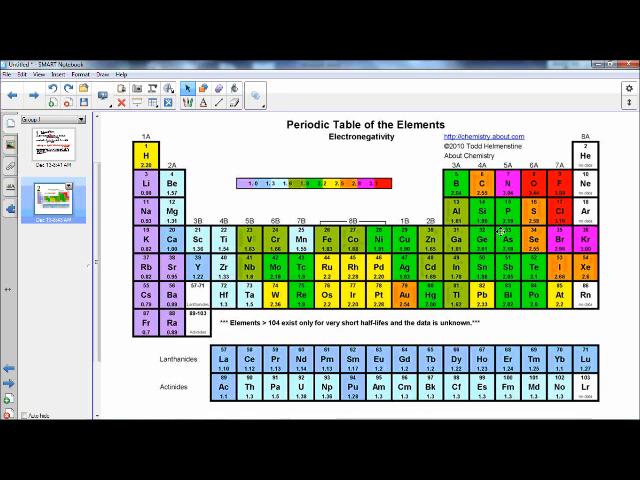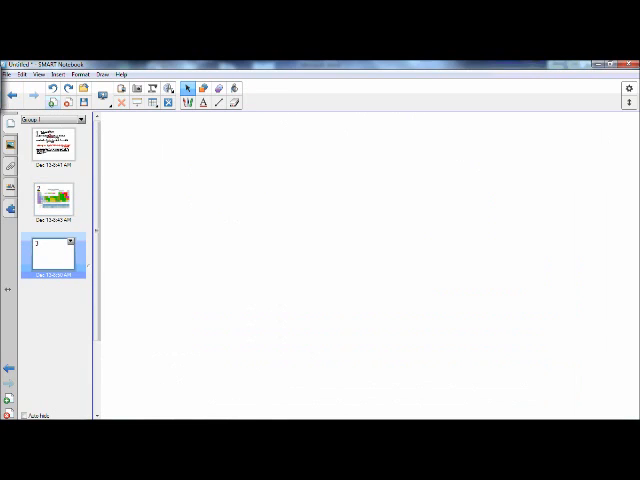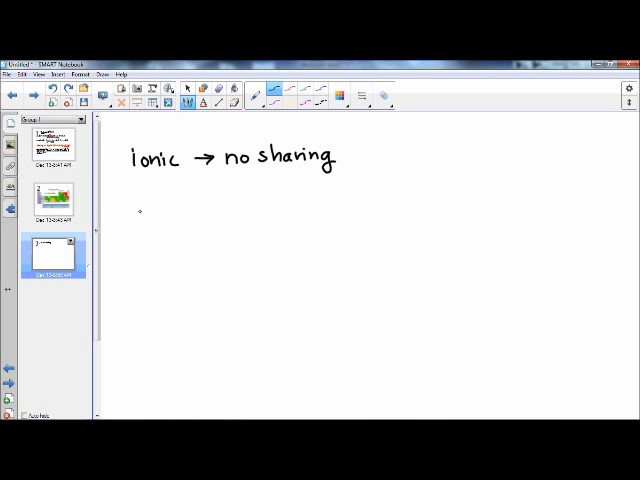So what we're going to do is use the electronegativity table to look at the possible bond between two different elements on the table, and we're going to classify it in one of three ways. The first way that we're going to classify it is ionic. Now, you remember the ionic bond. Okay, this is no sharing. No sharing at all. Now, for the covalent bonds, we're going to look at two different types. One is called non-polar.